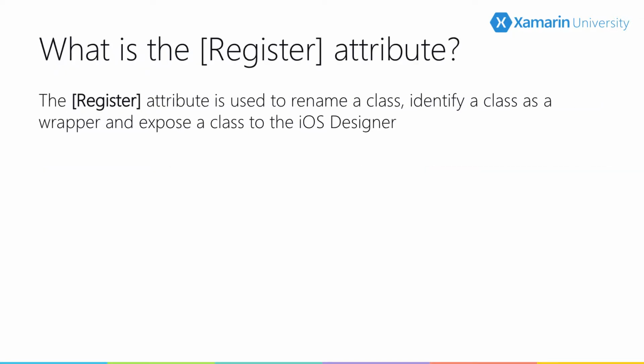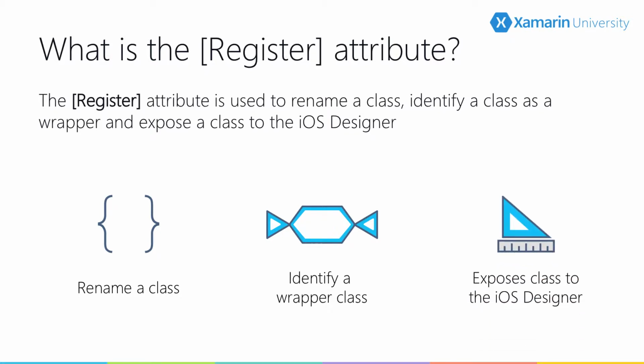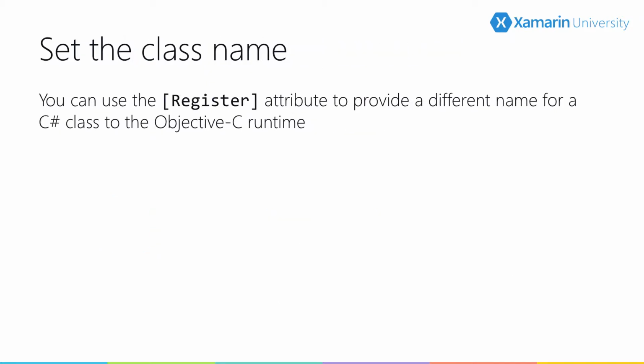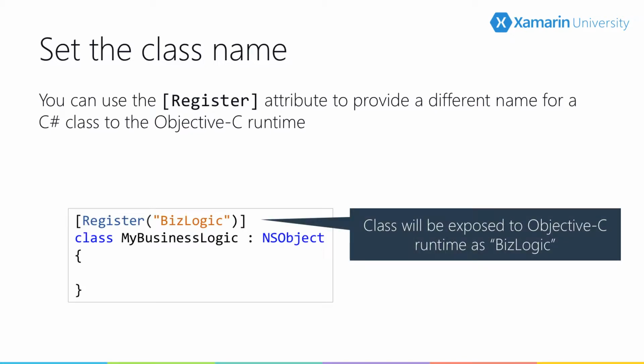The Register attribute has three primary functions when creating bindings. It allows you to rename a class. It allows you to identify the class as a wrapper. And it surfaces all the members of the class to the iOS designer. To set a class name, you will be able to use the Register attribute. Here's our example. With this attribute, you are able to override the exposed class name.